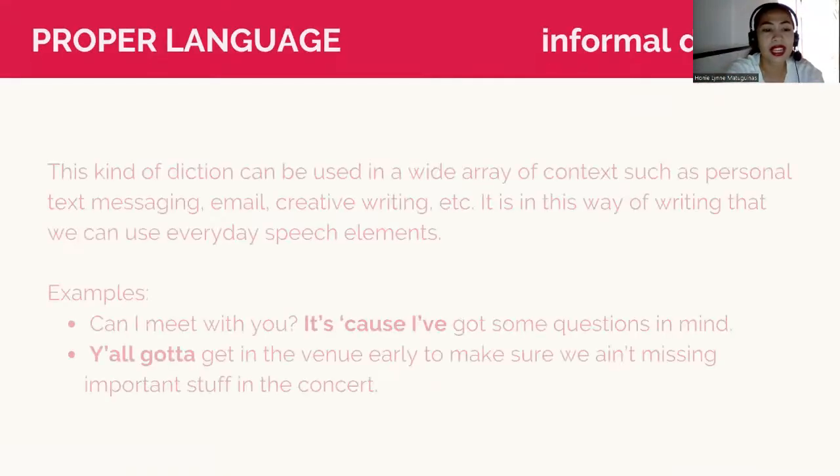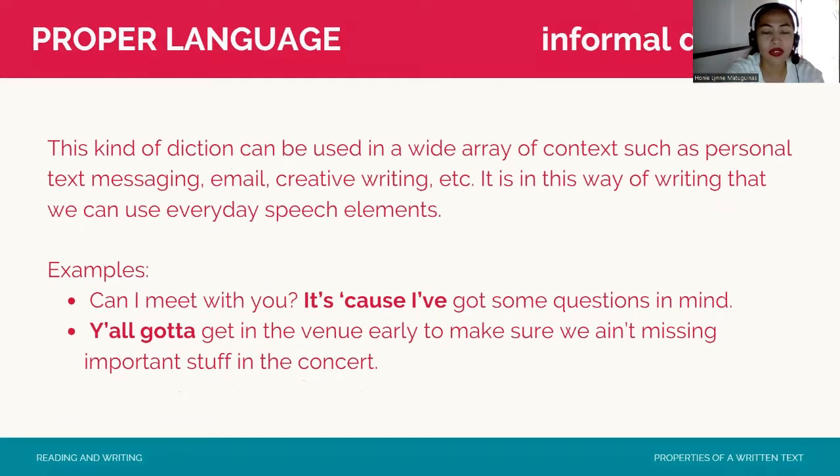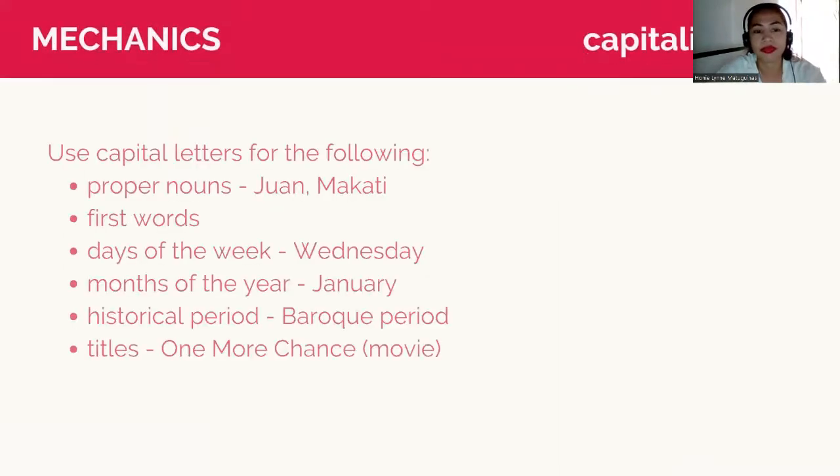And on the other hand, informal diction is used for instances like personal messaging, creative writing, and others. It is the way of writing that uses the speech elements we use every day, especially in casual conversations. For example, contractions of words like it's for it is, I've for I have, are commonly used in casual conversations. They are actually called colloquial words.